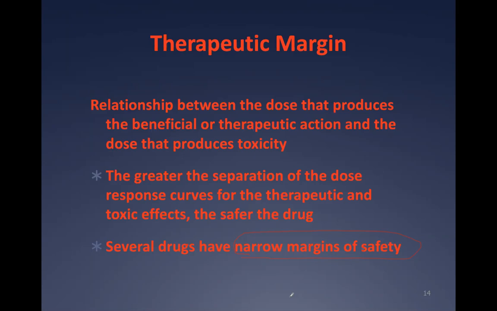So getting back to Arnold, your answer is correct, because most of these narrow therapeutic drugs, we're going to monitor the blood values to make sure they stay within a certain range, because we know that when they move outside that range, it doesn't take very much movement for it to produce toxic effects.